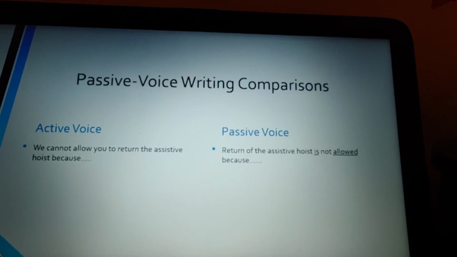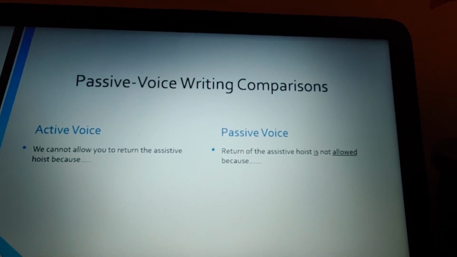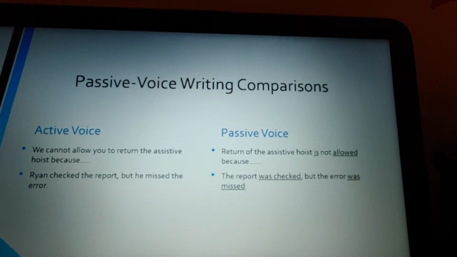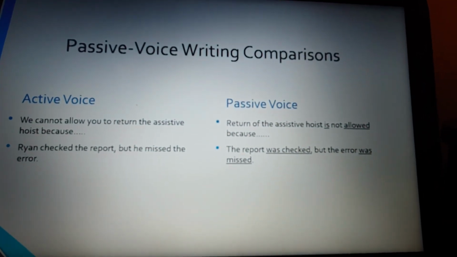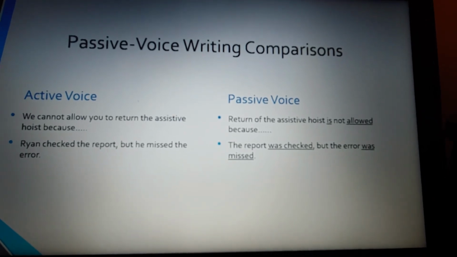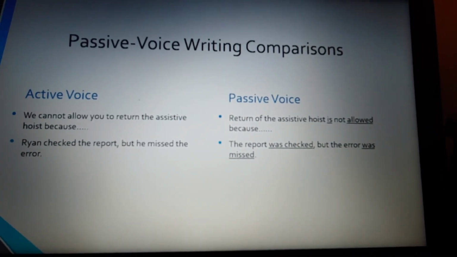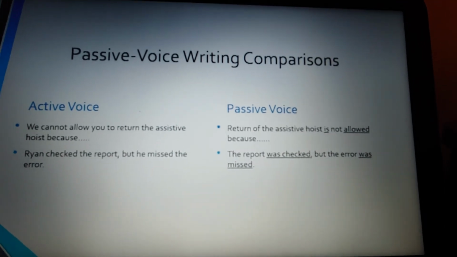Some examples of active voice and passive voice. I love that one: Ryan checked the report, but he missed the error. I think somebody threw Ryan under the bus on that one. The passive voice would be: the report was checked, but the error was missed.